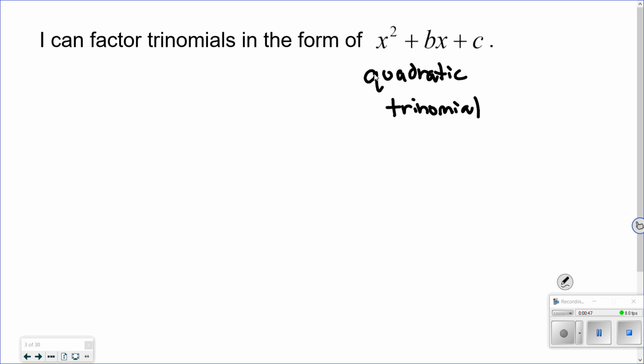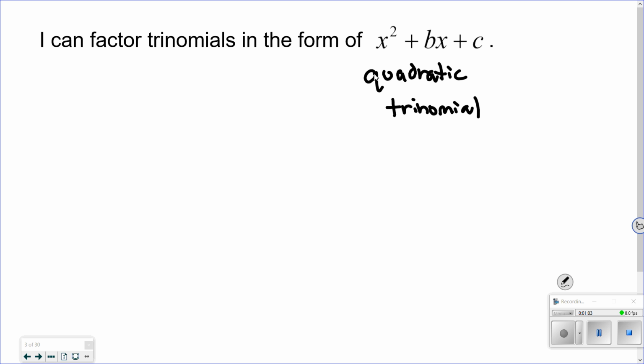Whenever you have a quadratic trinomial, you can still look for a common factor. But if there isn't one, then we're going to try this other method. Just to introduce it, I want to go back to multiplying because we know factoring is just multiplying backwards. It's saying what do we multiply together to get an answer.